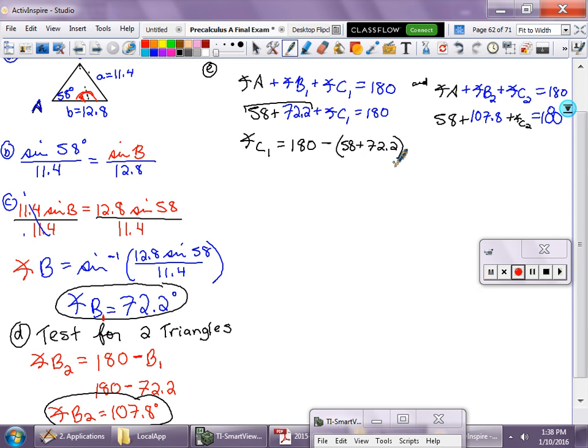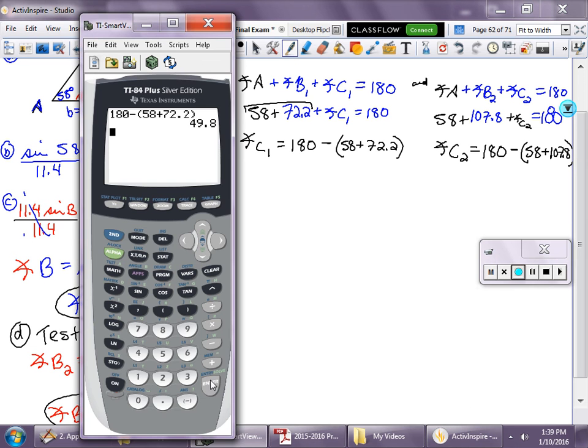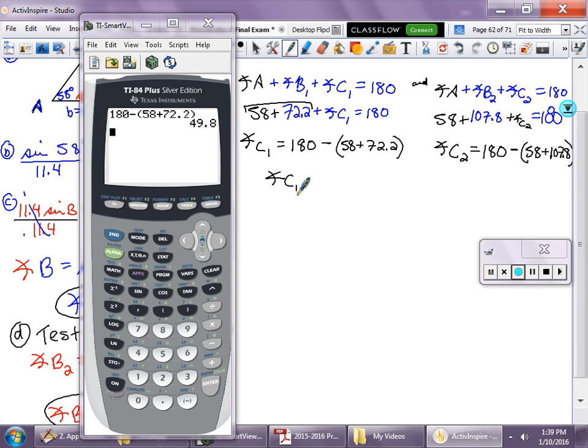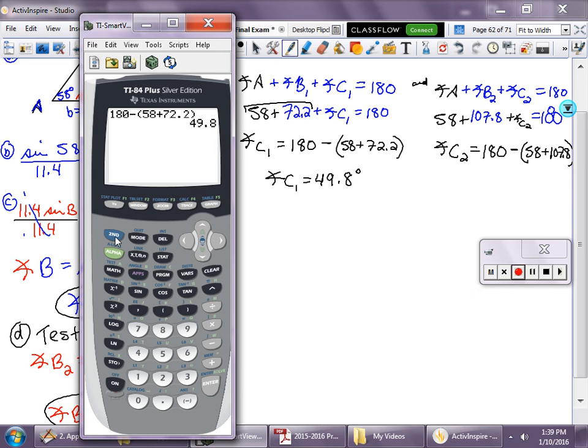And the same thing goes here. Angle C2 is going to equal 180 minus the sum of these. And put these values in a calculator. Okay, so the first angle for C1 is equal to 49.8 degrees.